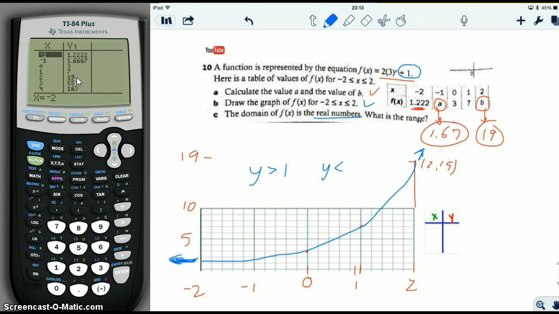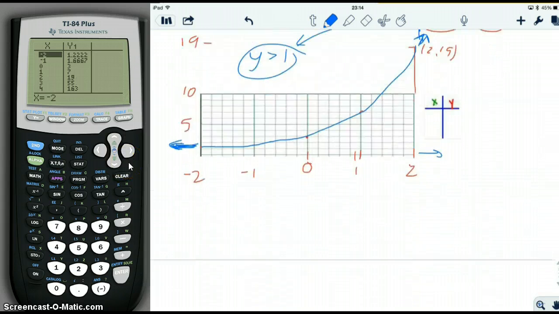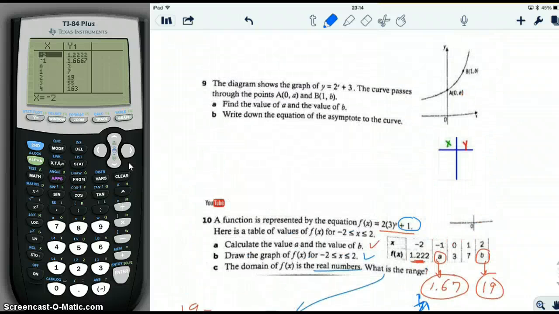And what about the upper limit? Is there an upper limit? No, because if we go steadily out to infinity here, this is also going to go steadily out to infinity. So there is no upper limit. There's only a lower limit. So the range is going to be y is greater than 1, or f of x is greater than 1. And that is the last problem that we were going to show the solution for.